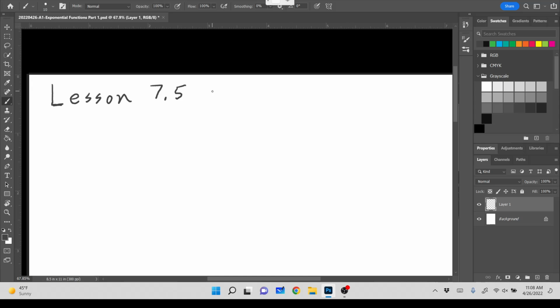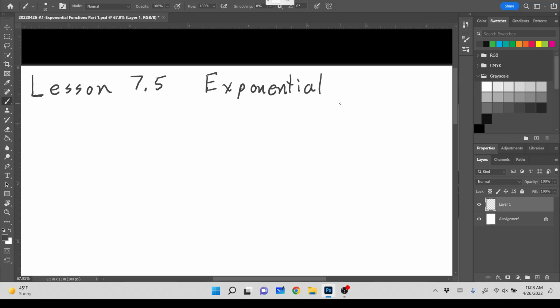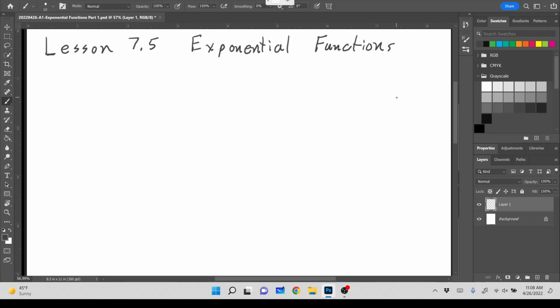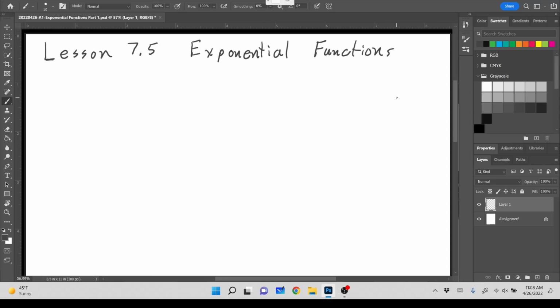Entitled Exponential Functions. So we talked about linear functions, which are just straight lines. We're going to talk now about exponential functions.